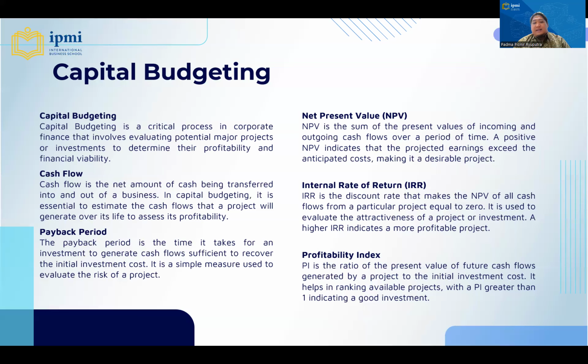While internal rate of return, or IRR, is the discount rate that makes the NPV of all cash flows from a particular project equal to zero. It is used to evaluate the attractiveness of a project or investment. A higher IRR indicates a more profitable project. Lastly is the profitability index, which is the ratio of the present value of future cash flows generated by a project to the initial investment cost. It helps in ranking available projects, with a PI greater than 1 indicating a good investment.